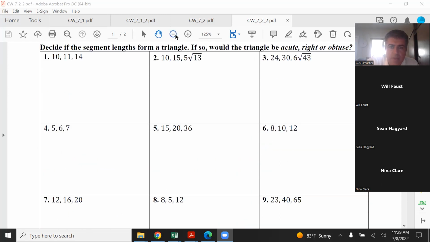To work these others out, that's going to be 100, 225, and I think that's 25 times 13. 325, so that's a right triangle.